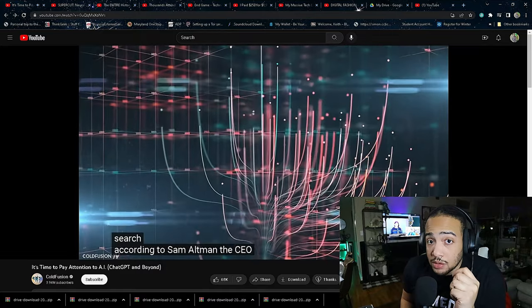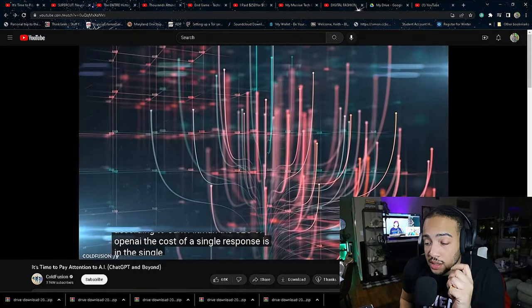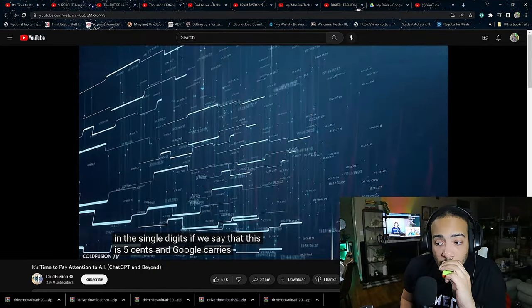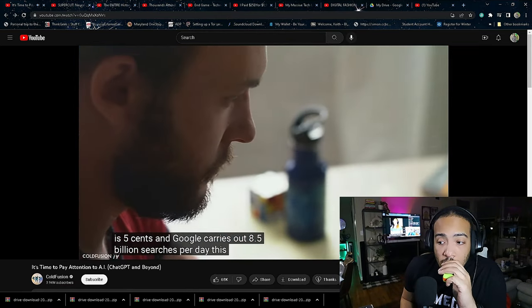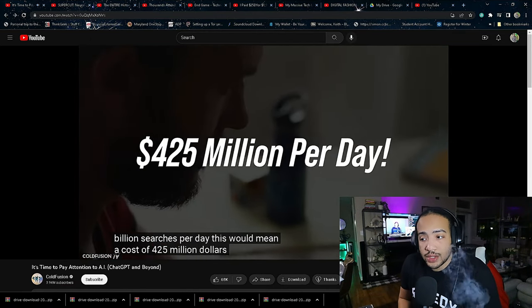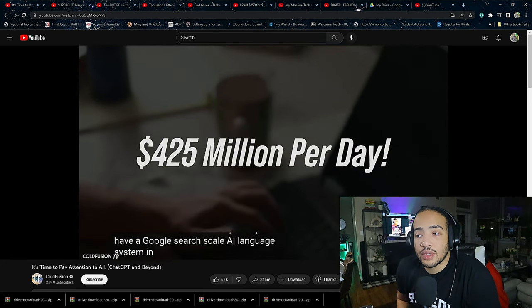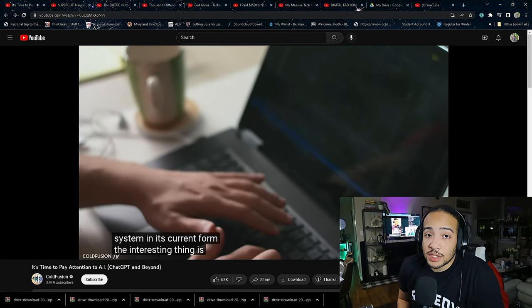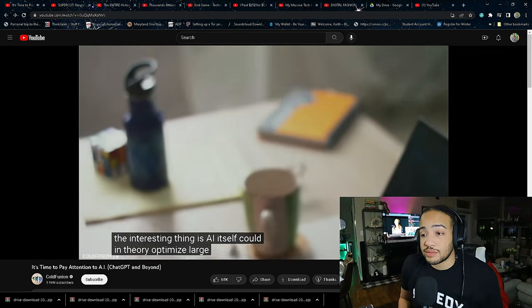According to Sam Altman, the CEO of OpenAI, the cost of a single response is in the single digits of cents. If we say that this is 5 cents, and Google carries out 8.5 billion searches per day, this would mean a cost of $425 million per day to have a Google search scale AI language system in its current form. That's a lot of money. AI itself could, in theory, optimize large language models to be more efficient.